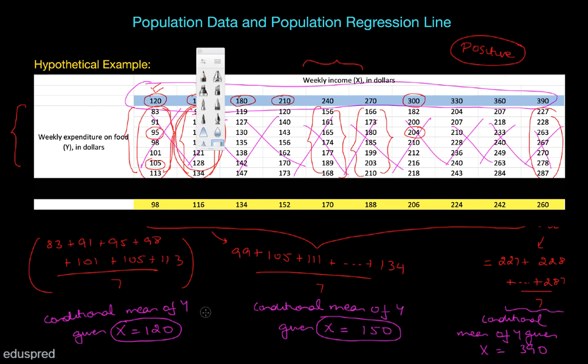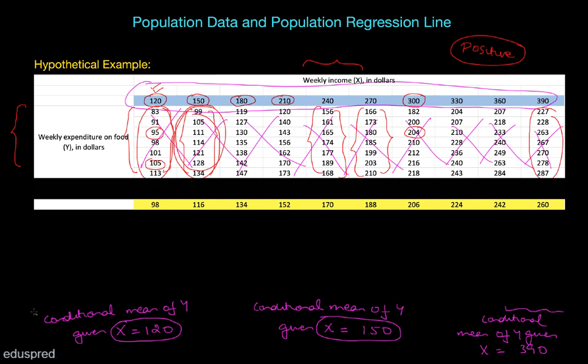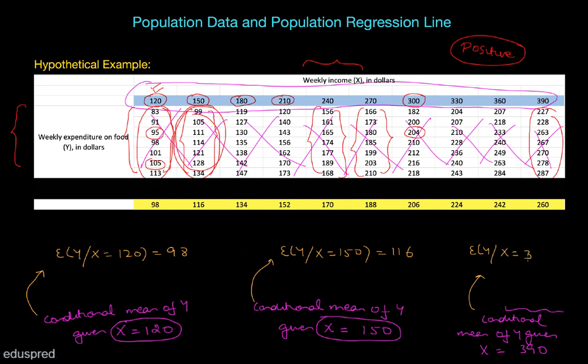Now let's take a look at some formal notations as well, and let me create some space for that. So the notation that we have for this is expected value of y given that x is equal to 120, and this is equal to 98. Over here I can write expected value of y given x equal to 150 is equal to 116. This can be written as expected value of y given x is equal to 390 is equal to 260. Okay, so these are the notations that we have.